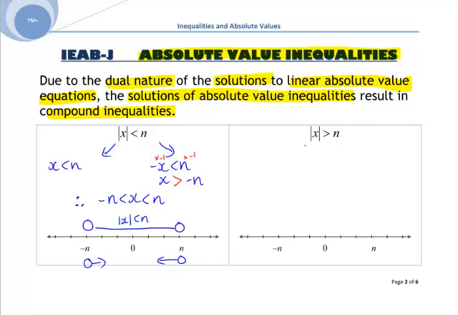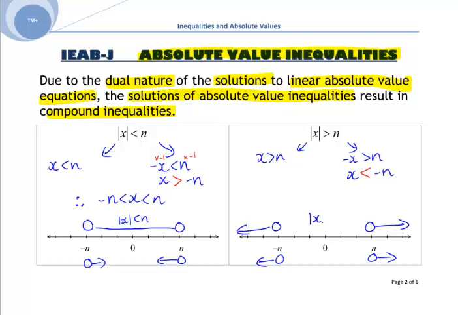And the other one, absolute value of x is greater than n. Split it, x is greater than n, or negative x is greater than n. Multiply both sides by negative, so I have to change my inequality. So x is less than negative n. Underneath, I've got x is greater than n, and I've got x is less than negative n. Note that they are open circles because it's less than, not less than or equal to, and greater than. So I have that there.